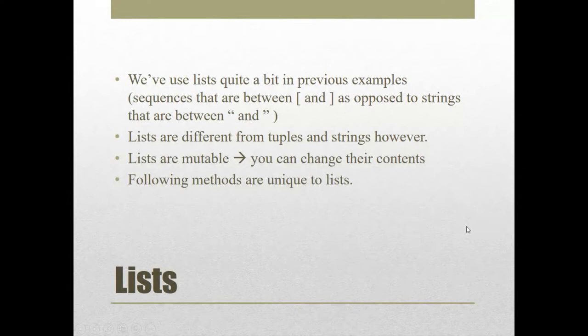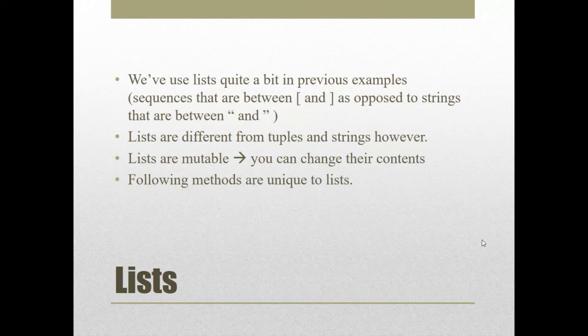So far we've been using primarily lists. Lists are defined with open and closed square braces. Unfortunately, that's also what we use for indexing and other things too, so sometimes that creates a little confusion, but when you have a collection of things separated by commas between two square braces, that's a list. Lists are different from tuples or strings, however.